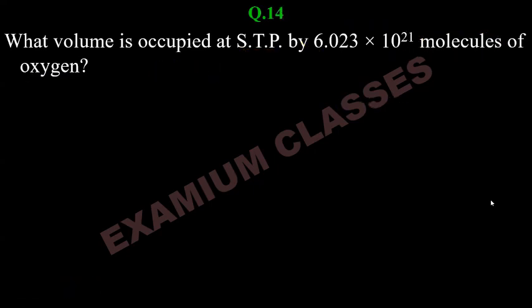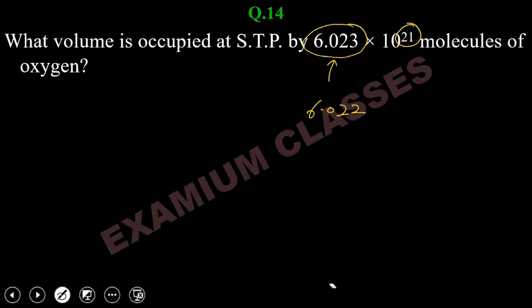What volume is occupied at STP by 6.023 into 10 power 21? Now, why have I included this question? The moment students see this, many students have done it wrong and lost marks, just because the moment they see 6.022, they are very much happy. I got the Avogadro number. Good. But they forget about the 20. You need to remember, if it is 10 power 21, you need to apply unitary method after that.